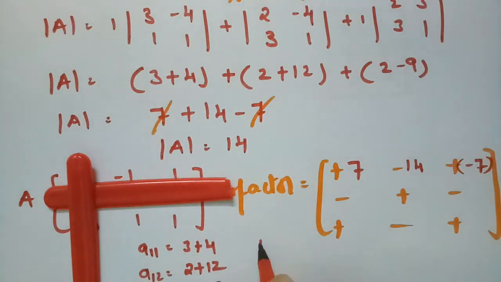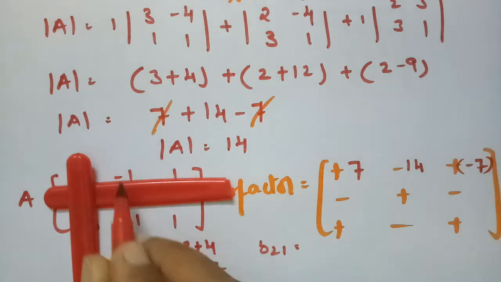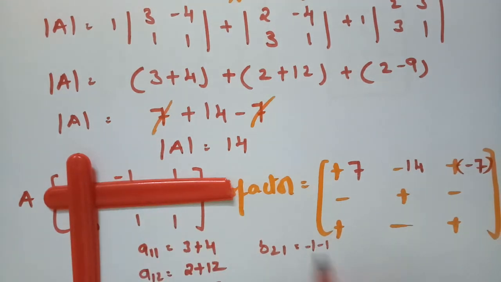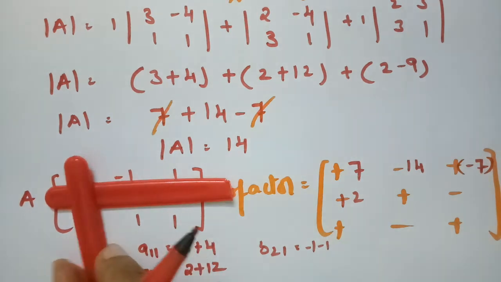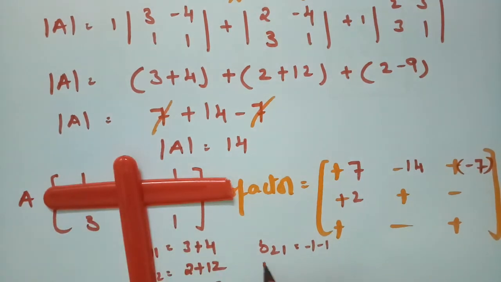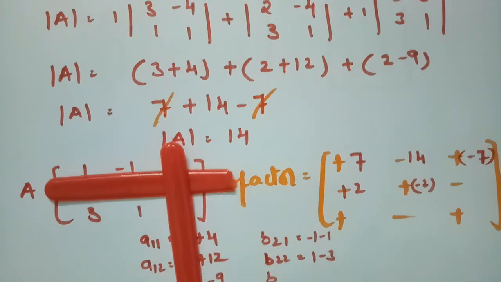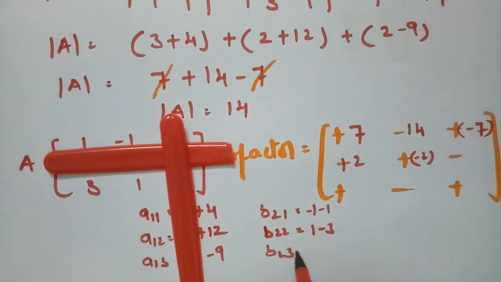B21, for the value of B21, so this is minus 1 minus 1. So minus 1 minus 1 is nothing but minus of minus plus. And here if you see the next position B22, value here is 1 minus 3. So the value here is minus 2. So the next one is B23. The value here is 1 minus of minus plus 3. The value here is 4.